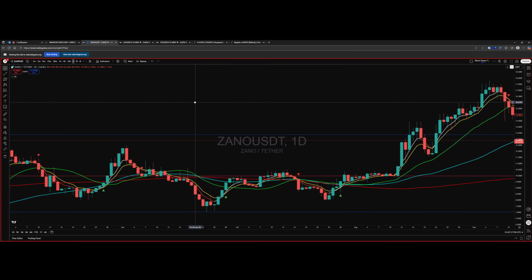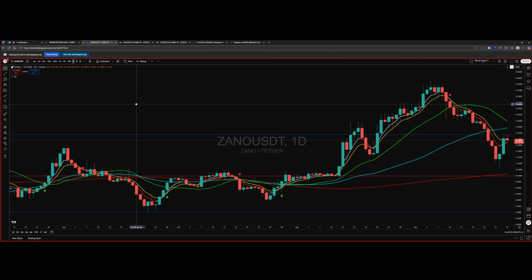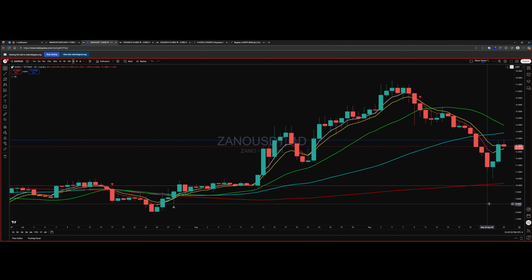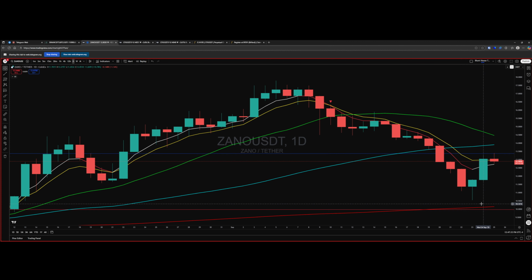Right, there's your test, fail of the 20, come back, test the 50, fail of that. Didn't quite test the 200 yet, but I'm not convinced that we won't. These two candles, what have they done? Have they changed trend yet? Have they been bullish enough to pull that 5 EMA up through the T line? Not as of yet.